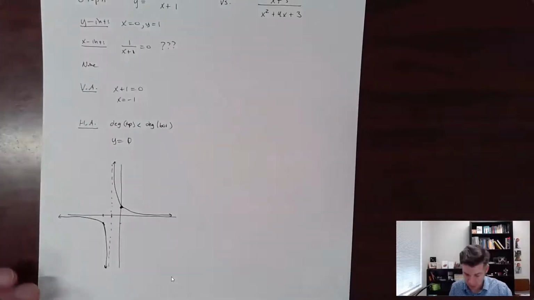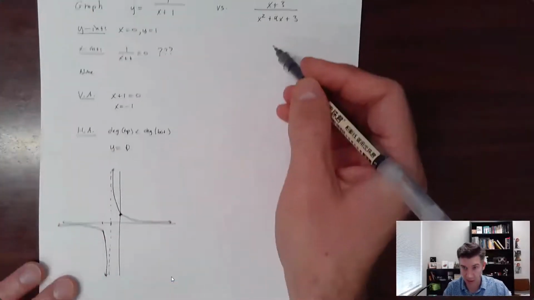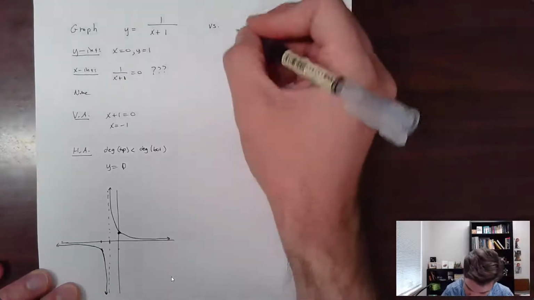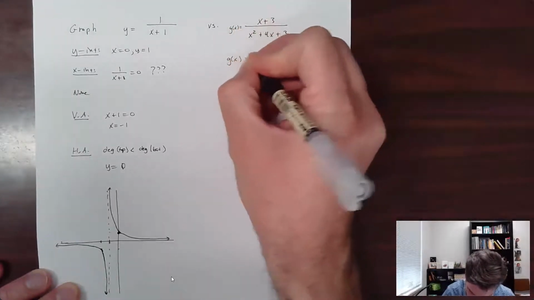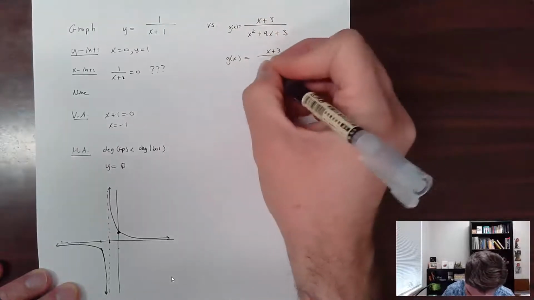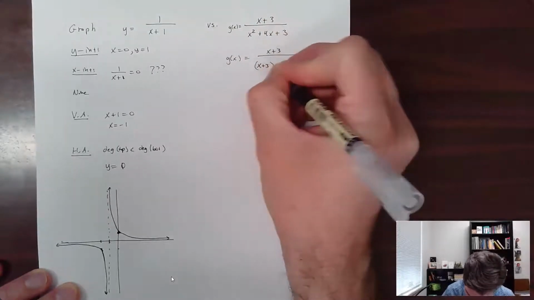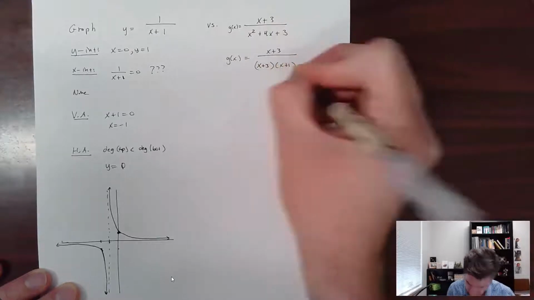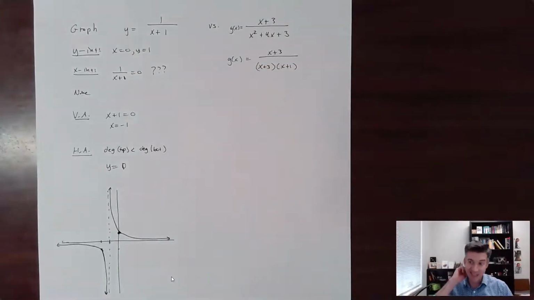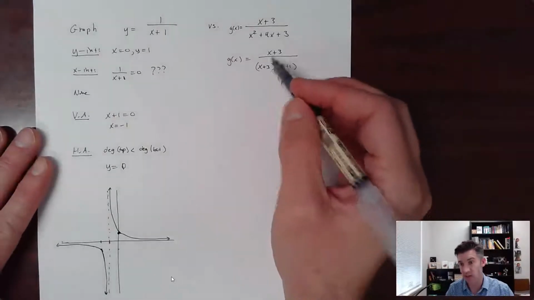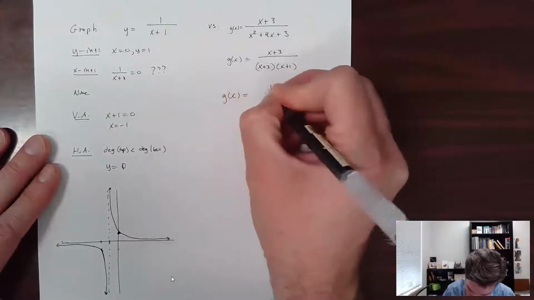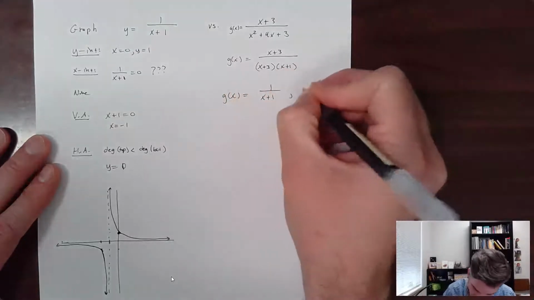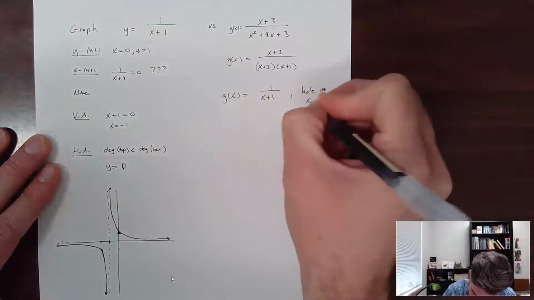The only difference between this and the other graph, well, actually, let's take a look at the other graph. So this one, I'm going to factor, and I'm going to call this g of x. G of x equals x plus 3 over x plus 3 times x plus 1. So as long as x isn't -3, this whole thing is perfectly fine. But if x is -3, you get 0 over 0. So I'm going to say, oh, g of x is equal to 1 over x plus 1, but we know there's a hole at x equal to -3.